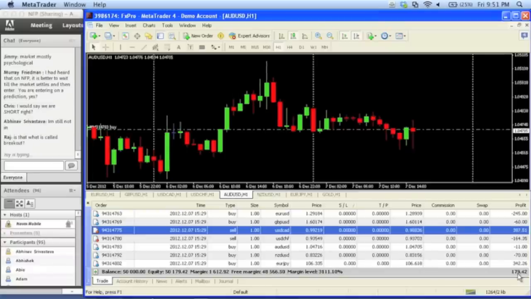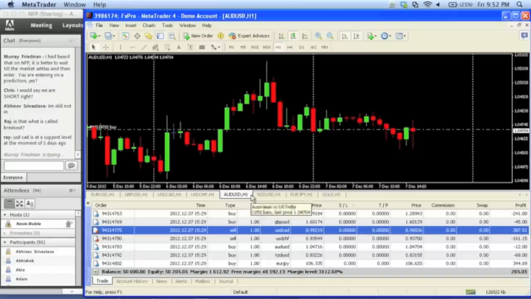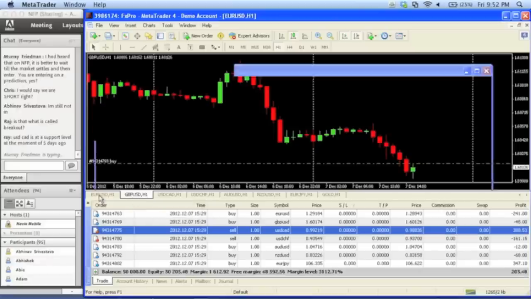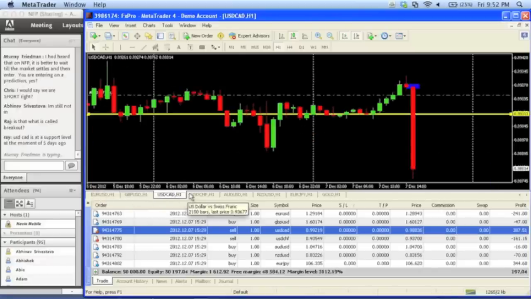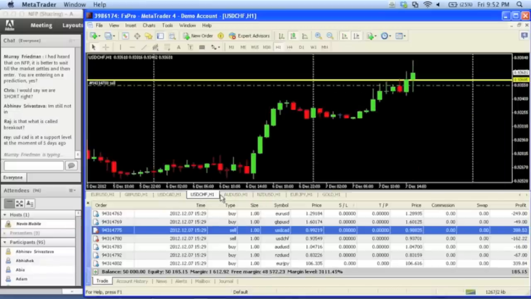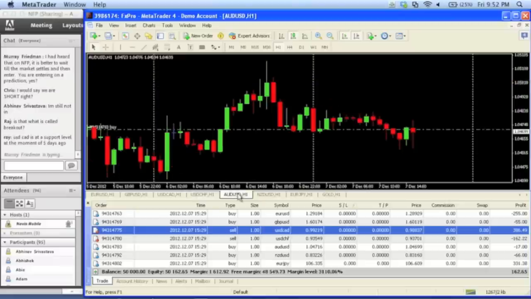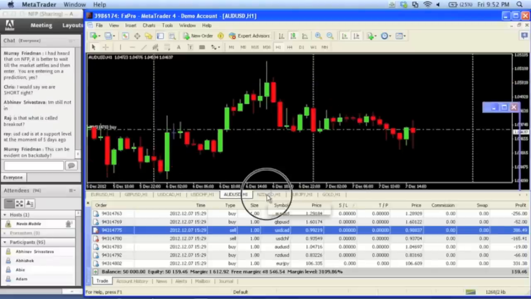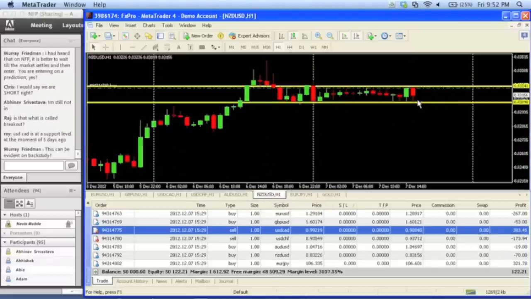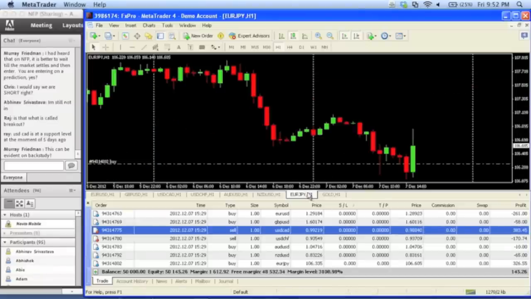Chris, I would say we are short, right? I wouldn't say that quite yet, because CAD is extremely short, and it's going to pull down Swiss franc because Aussie dollar is pushing back up. New Zealand dollar is bouncing off the bottom of its range once again. Euro yen is still long. We have to wait and see. We still don't know.